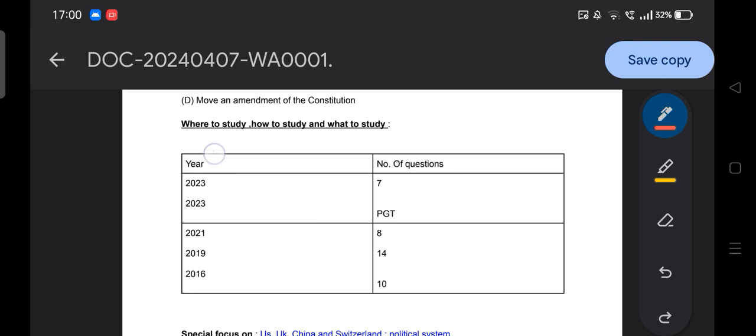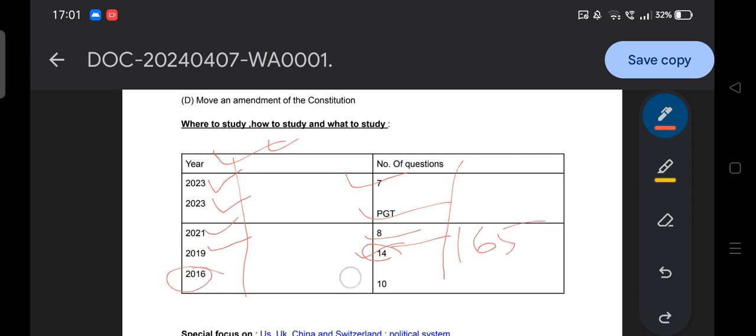Let me give you the real proof. Here is the year-wise paper of your SSB and the number of questions asked from this unit. In the 2023 December cycle, they asked 7 questions from this unit. In 2023 they also held the PGT. Do you know that the PGT was also held in the year 2023? In 2021 they asked 8 questions from this unit. In 2019 they asked 14 questions. How come 14 questions? Because at that time the total number of questions was 165. Then in 2016 they asked 10 questions.